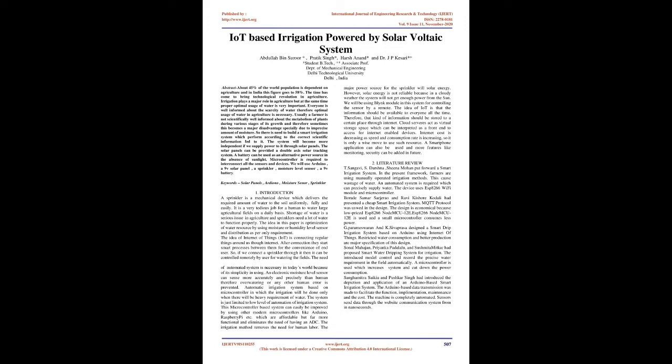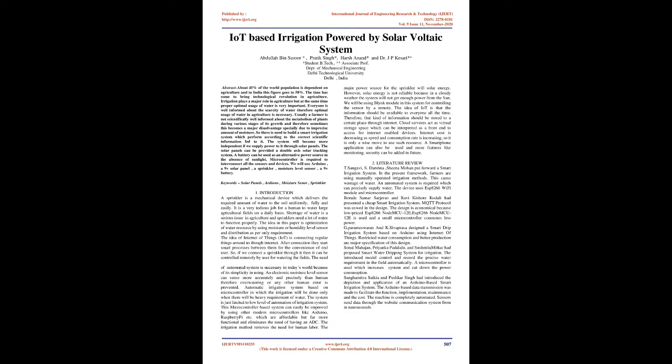Microcontroller is required to interconnect all the sensors and devices. We will use Arduino, a 9V solar panel, a sprinkler, moisture level sensor, a 9V battery. Keywords: solar panels, Arduino, moisture sensor, sprinkler.